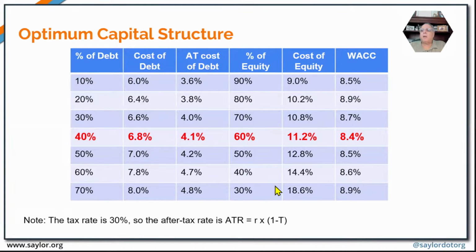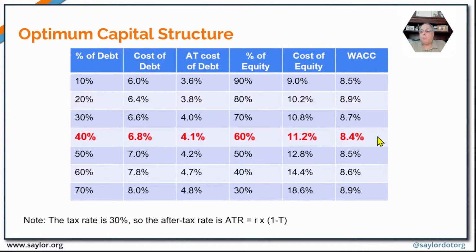Now, looking at that, I've calculated the weighted average cost of capital, just as we did a page or two ago, for each of these 10 to 90, 20 to 80 debt to equity ratios. And notice what happens. At a 40/60 debt to equity ratio, I have the lowest weighted average cost of capital. So what will my capital plan be? Assuming I have access to 40% debt and 60% equity, that's going to be my ratio.